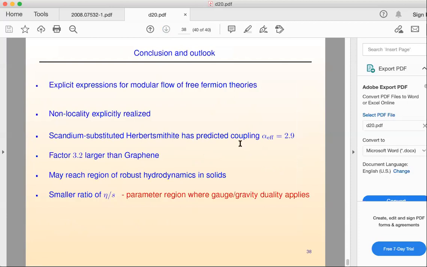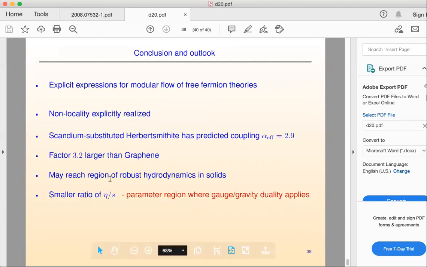Okay, so that brings me to my conclusion. I gave you two rather distinct talks. The first was about this modular flow, where I gave some explicit expressions for modular flow of free fermion theories. And the key point was that the non-locality of these flows, which we already discussed to some extent, is explicitly realized. And so I think this is a nice basis for further analysis of the relation between entanglement and geometry.